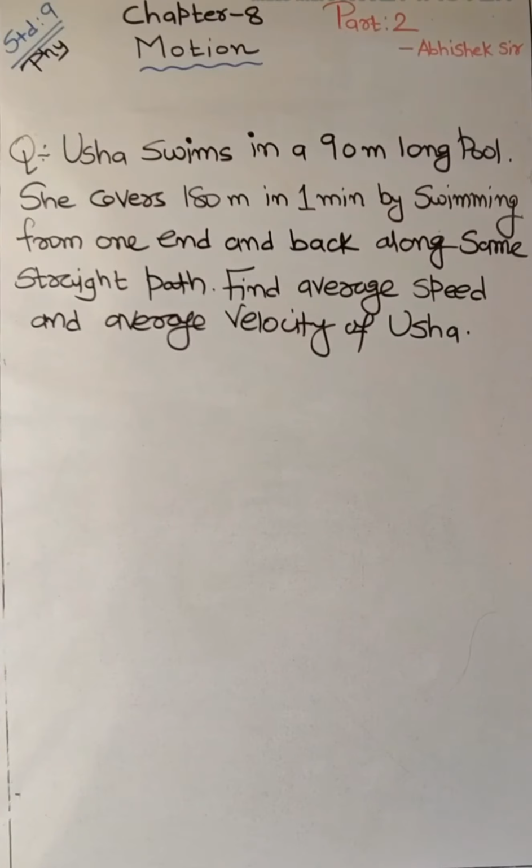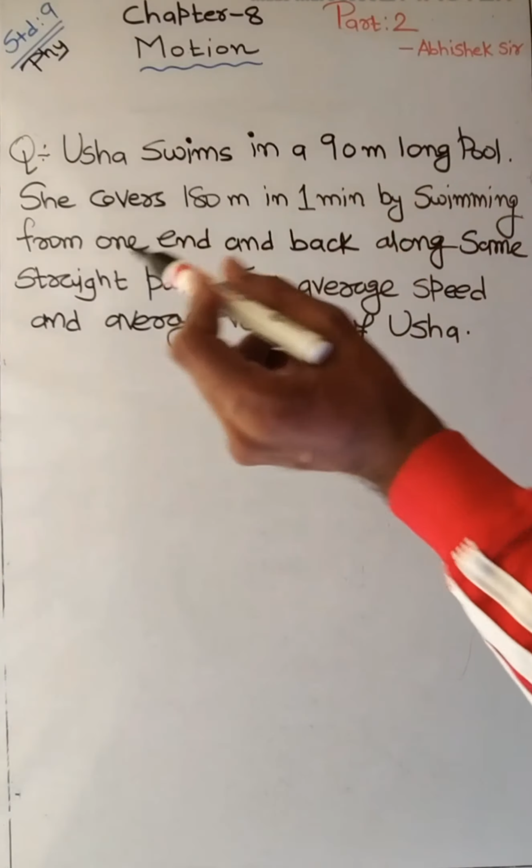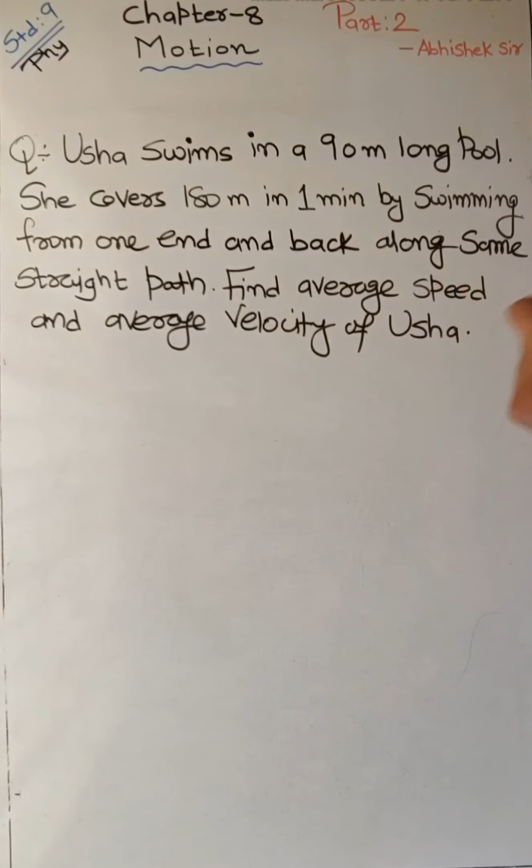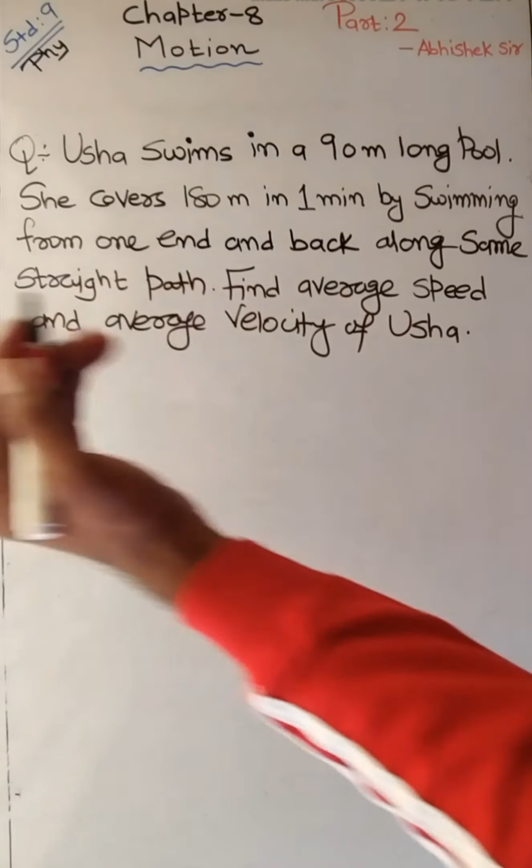Now, moving on to another special question. Here we have Usha, who swims in a 90 meter long pool. She covers 180 meter in 1 minute by swimming from one end and back along the same path, right? You have to take care what information is given. Usha is swimming in a 90 meter long pool. She is going from one end to another, right?